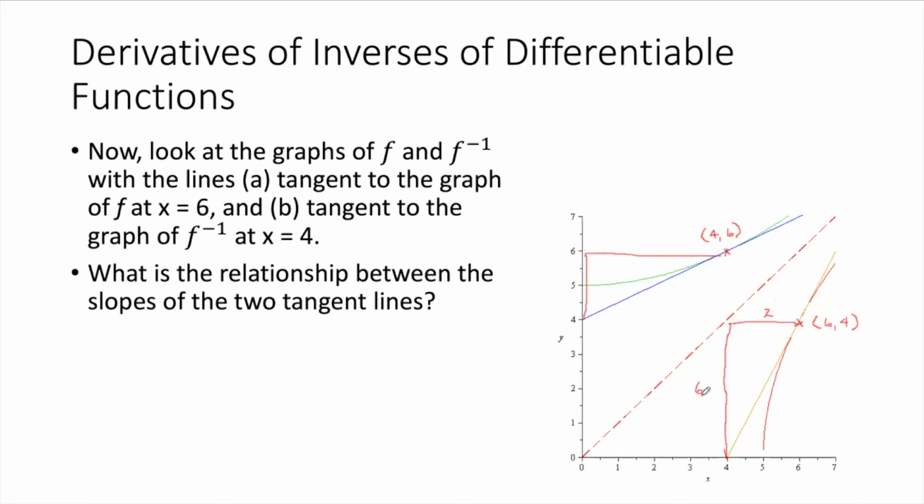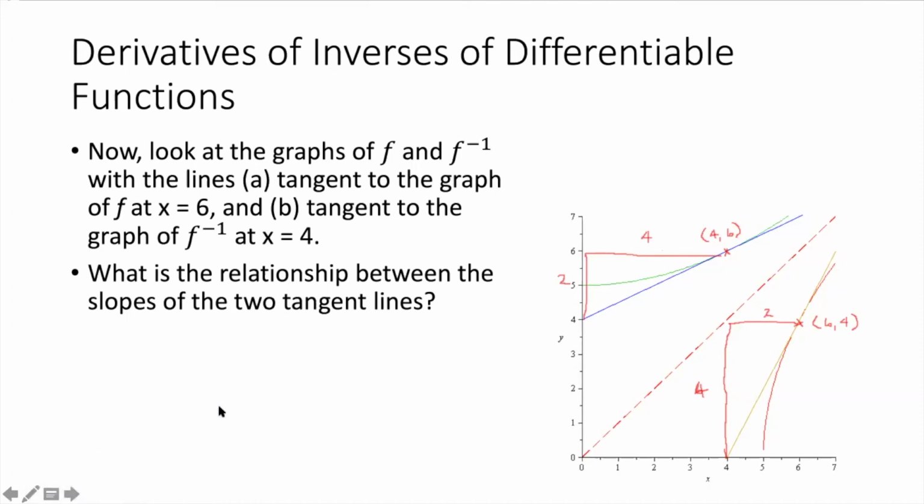I'm sorry, let me try that again. It's rise 4, run 2. And then here, this is rise 2, run 4. All right. So the answer to the question, what is the relationship between the slopes of those two tangent lines? They are reciprocals. All right. So that is, if I was going to summarize this whole section in one little sentence, it would be that.